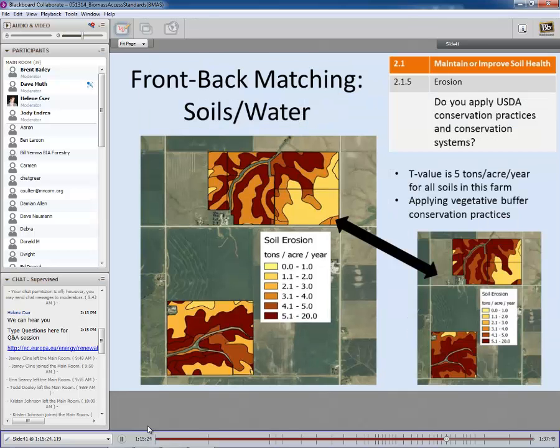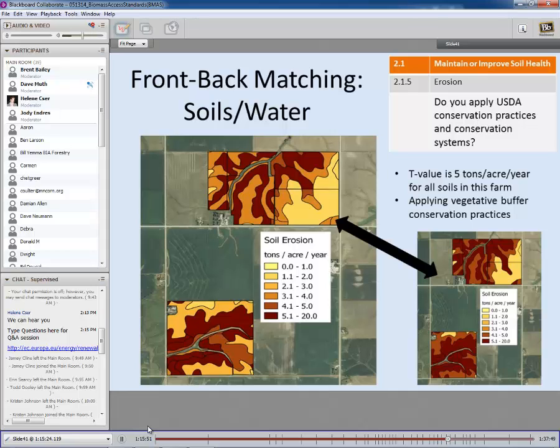So how do we facilitate thinking about this? It actually moves into the next question at the same time. Again, remembering all of this in the context of we're automating access to this information. The person working on the certification has access to answer all of these questions and get these outcomes in a very automated way. So the question now becomes, do we apply the conservation practices and conservation systems?